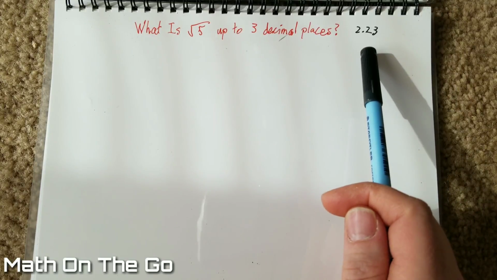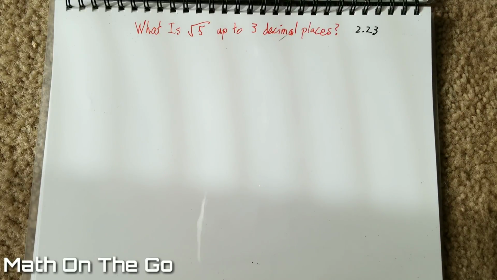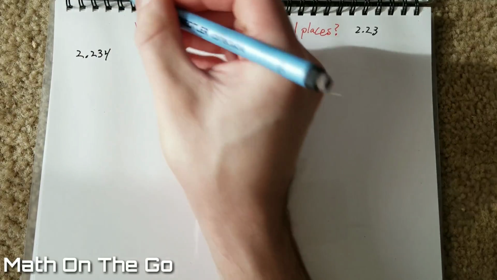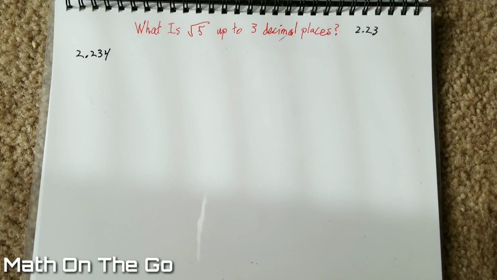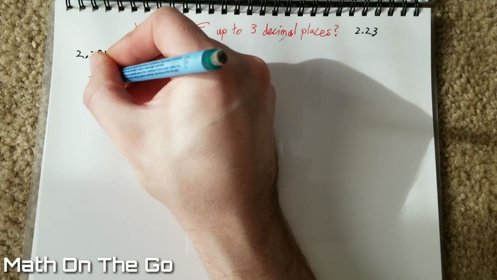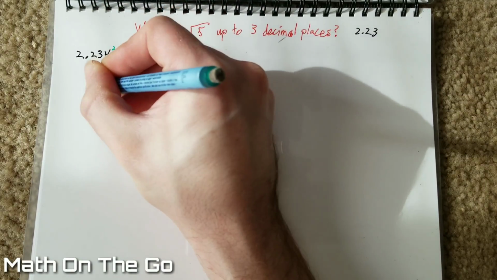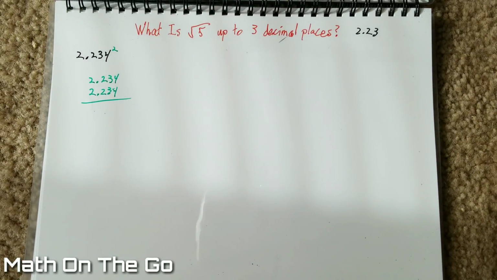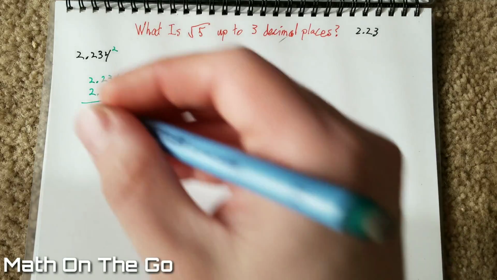So we've got 2.23 so far. Time to make another guess here. Let's see, let's try, heck with it, let's do 2.234. And again, like we did before, we square it. So 2.234 times 2.234. All right, now we're going to have to multiply this.